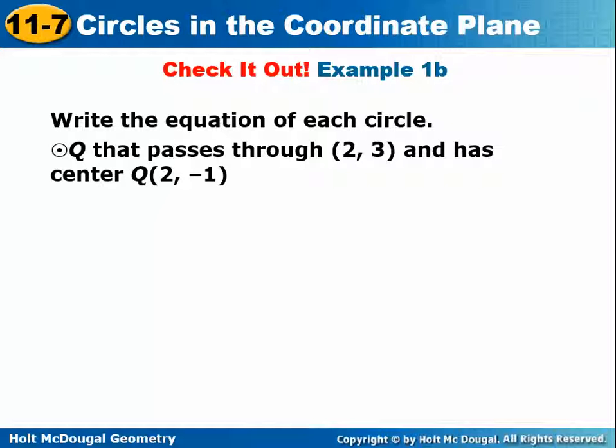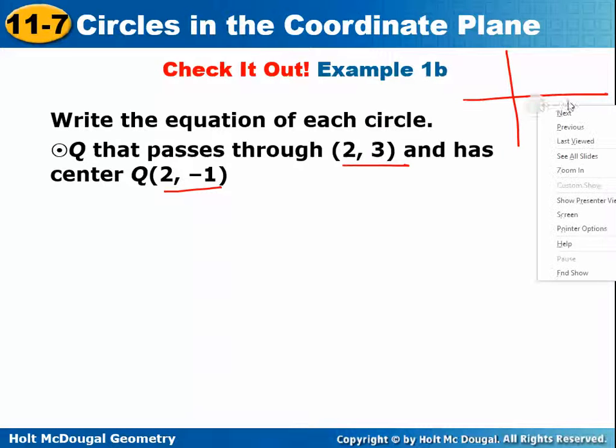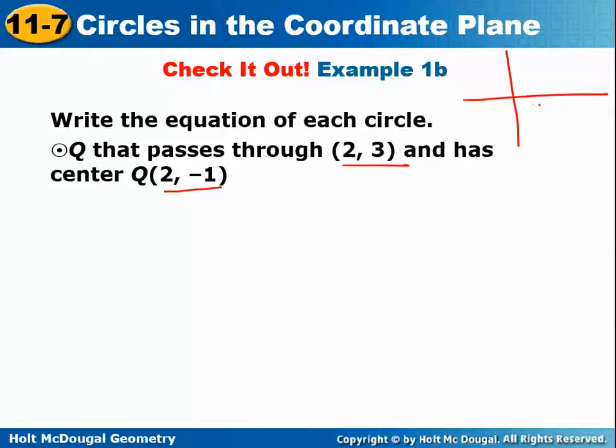And this is the more complicated one. In order to find the radius, you need to know the distance between the center and a point on the circle. Again, you can sketch that if you want. The center is at 2, negative 1, and it's going to pass through the point 2, 3. This one, the radius is easier to find because it's just going to be a vertical line.